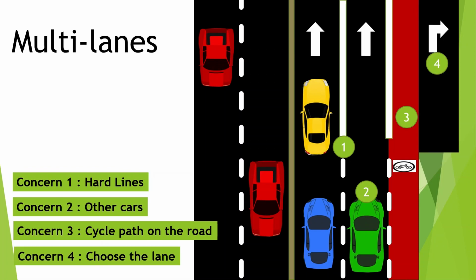And the fourth concern is, of course, choose the correct lane. So in this case, if you want to take right, for example, if this green car wants to take right, the green car should change the lane right at this point when it is dotted lines, making sure that the cyclists are not endangered, and of course other cars are also not endangered. So choosing the correct lane is also a concern in these multi-lane scenarios.